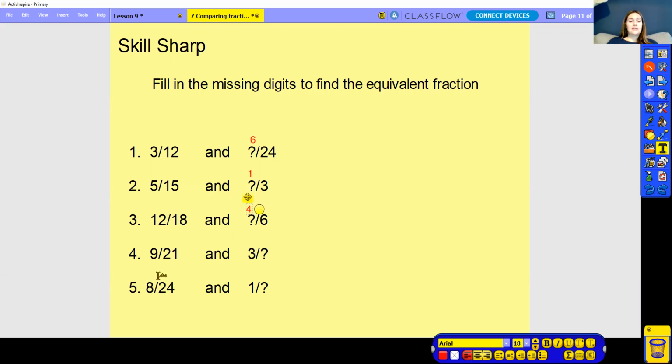This one here, you've gone from 9 to 3, so you've divided by 3. 21 divided by 3 gives you 7. So it should be 3/7. 8/24, we've gone from 8 to 1, so we've divided by 8. So therefore we need to do 24 divided by 8, which gives you 3. Okay, so those are your answers.